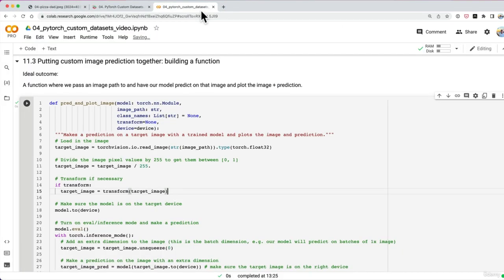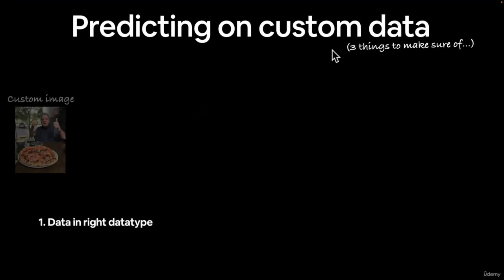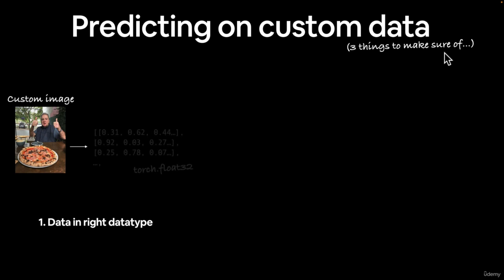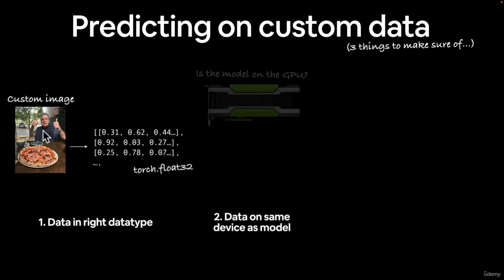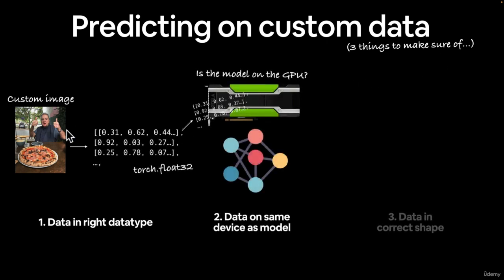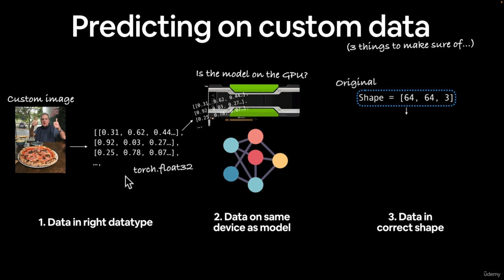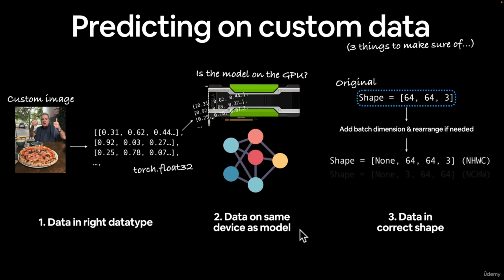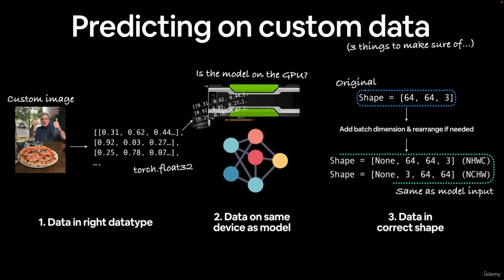To summarize, I've got a colorful slide here, but we've already covered this. Predicting on custom data. These are 3 things to make sure of regardless of whether you're using images, text, or audio. Make sure your data is in the right data type. In our case, it was Torch Float 32. Make sure your data is on the same device as the model. So we had to put our custom image to the GPU, which was where our model also lived.